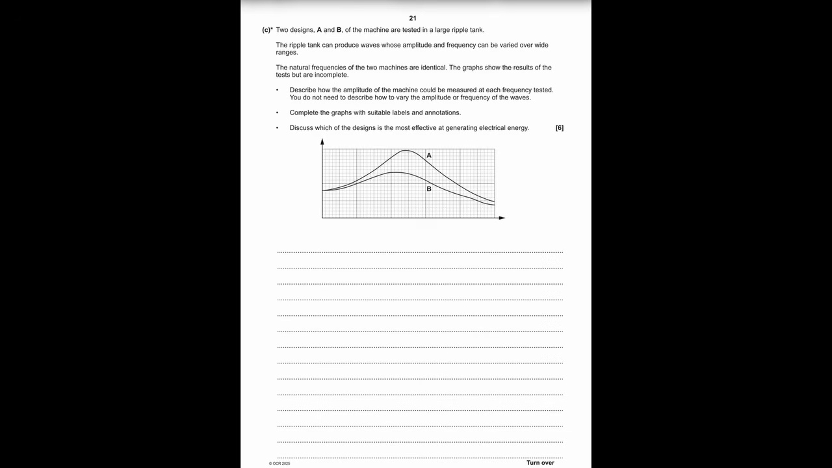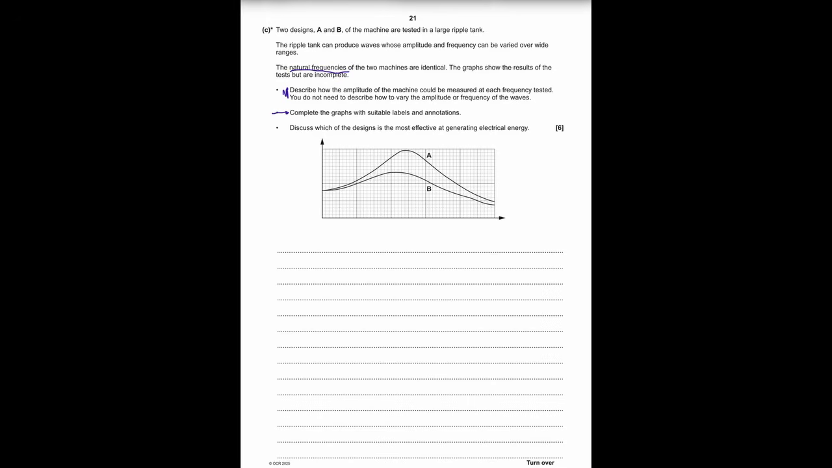First of all, it's saying that the natural frequency of the two machines are identical. Show the results but incomplete. The describe part is just, can I remember the procedure? That's the kind of thing you can just get off the mark scheme. I'm not going to write it all down. The main thing that students might lose marks on about this part over here, and this comes up over and over again: because it says complete the graph with suitable labels and annotations, I can see that neither of the axes have been labeled.